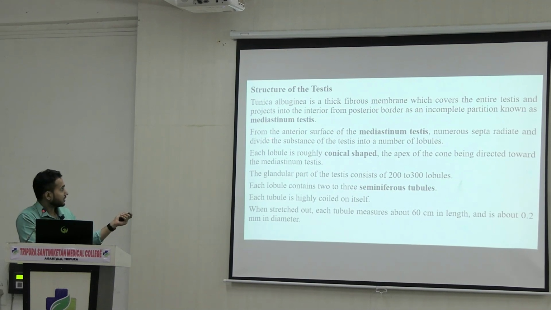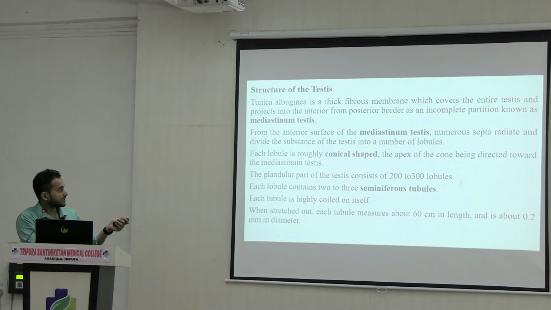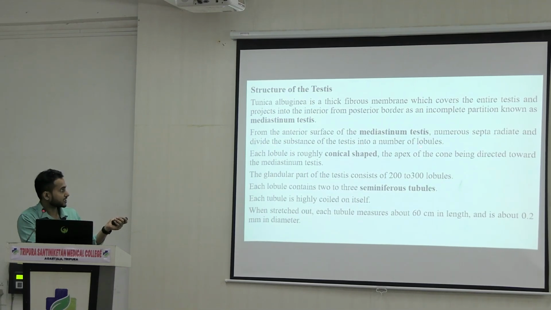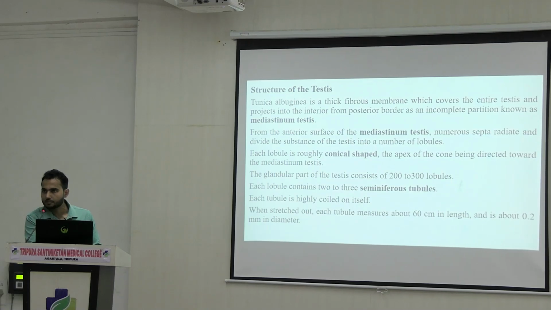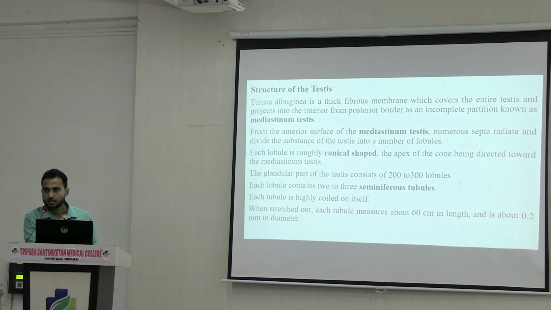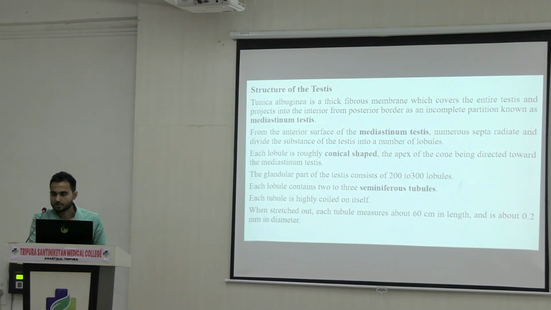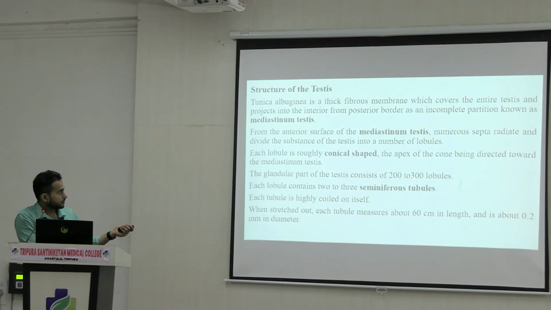So, the fibrous membrane, the tunica albuginea, which covers the entire testis, projects into the interior from the posterior border as an incomplete partition, called the mediastinum testis. From the mediastinum testis, numerous septa radiate and divide the substance of the testis into numerous lobules. Each lobule is conical in shape, with the apex directed towards the mediastinum testis. Those lobules constitute the glandular part of the testis. Approximately 200 to 300 lobules are there.